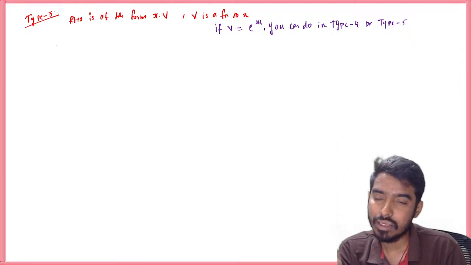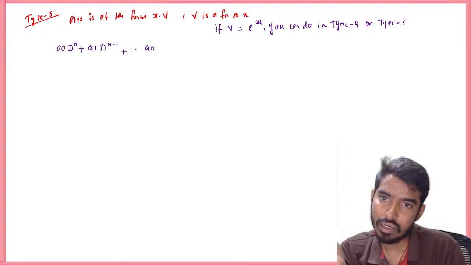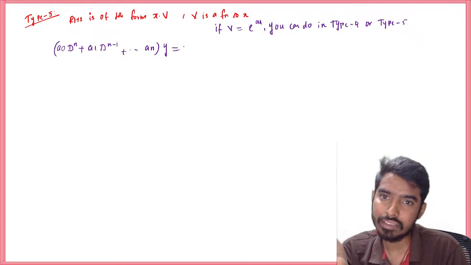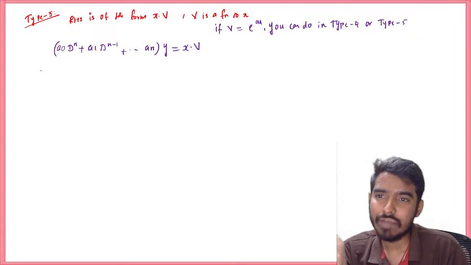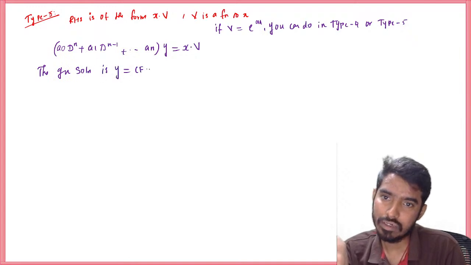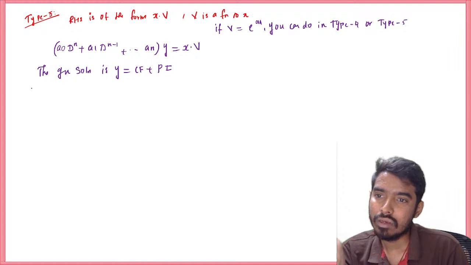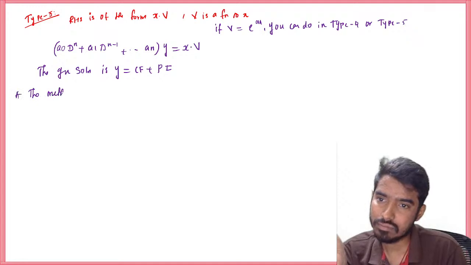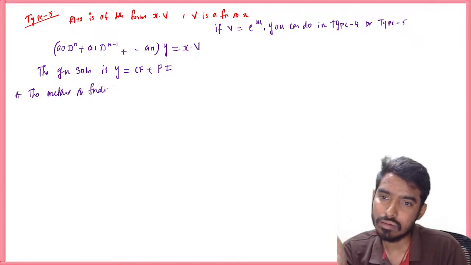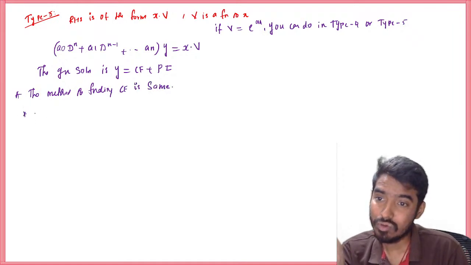When you have x into b, we have a linear differential equation a naught d power n, a1 d power n minus 1, and so on up to an, of y is equal to x into b. This b is a function of x. The general solution is y is equal to CF plus PI. The method of finding CF is same.